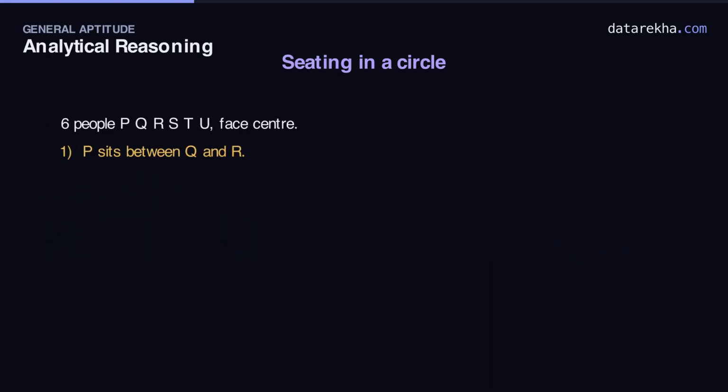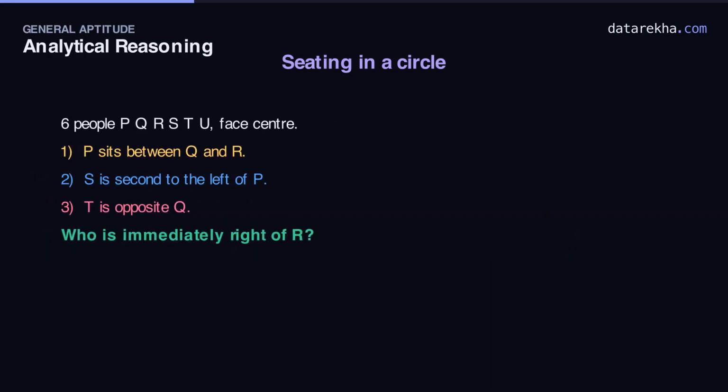Now the real thing. 6 people, P, Q, R, S, T, U, facing center. P sits between Q and R. S is second to the left of P. T is opposite Q. We want who's immediately right of R.